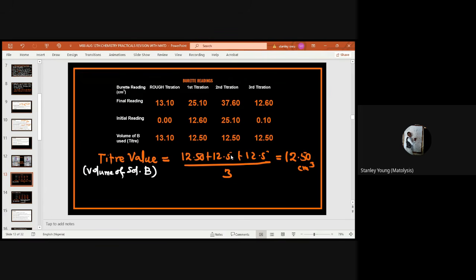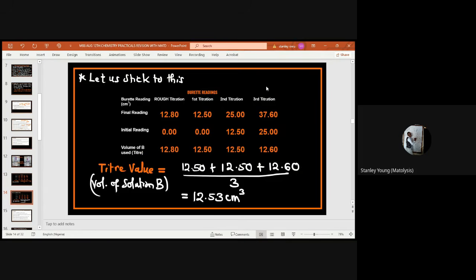It's important you have it in 2 decimal places, and do not forget to put your units for the burette reading. If you like, you can put the cm³ here too for visibility to whoever is going to mark your script. So let's make use of this.